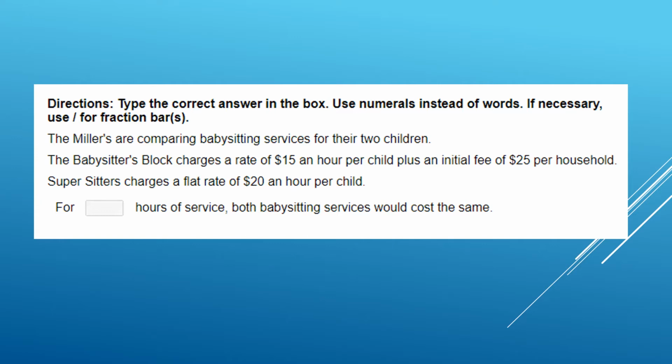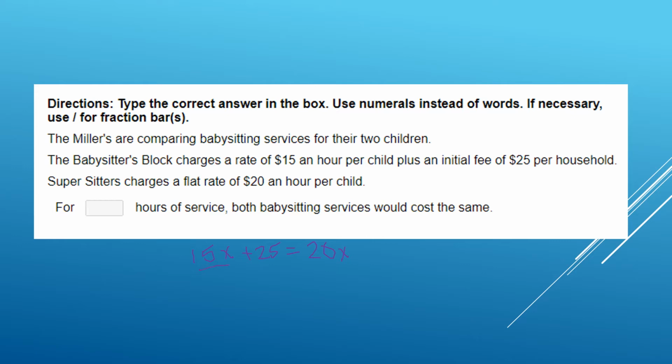Super Sitters charges a flat rate of $20 an hour per child. For blank hours of service, both babysitting services would cost the same. So we've got $15 an hour plus $25, and we need to know when they are equal. And Super Sitters has a flat rate of $20 an hour. So we've got to solve this and simplify.